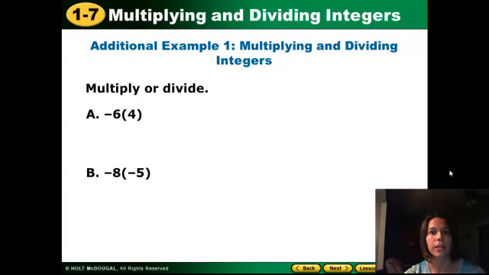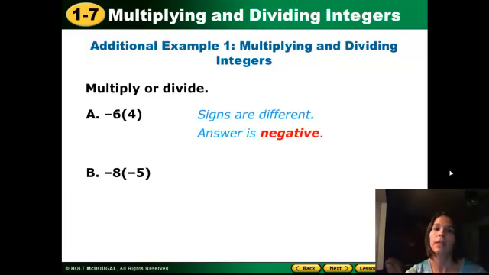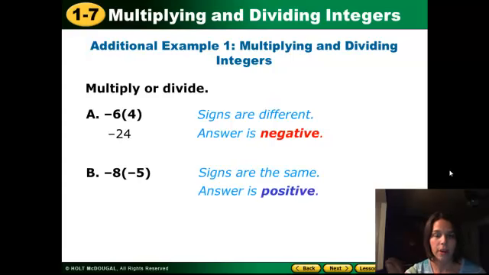First, for multiplication. For part A, negative 6 times 4. My signs are different. My final answer is going to be negative. So I can just go ahead and write that negative in there and then just do the multiplication of 6 times 4 is negative 24. For part B, negative 8 times negative 5, my signs are the same. I know my final answer has to be positive. So I can go ahead and write a positive sign there if that just helps you keep it straight right now, but you don't have to. And 8 times 5 is 40.